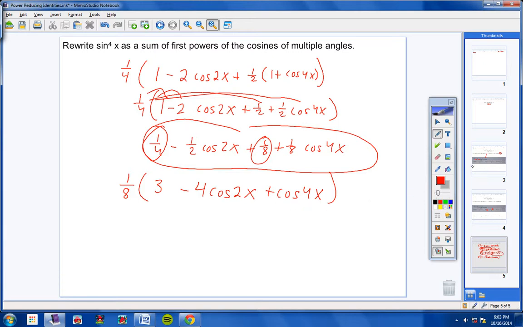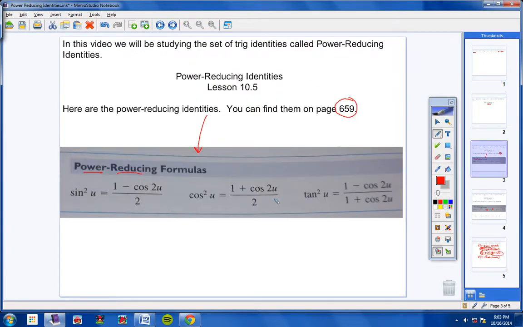All right, so we've looked at today the power reducing identities, and what they do is they take a sine or a cosine or a tangent that's raised to the second power, and they rewrite it so that you have a power of 1 with a multiple angle for the angle, okay? All right.